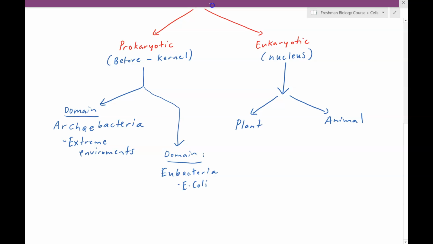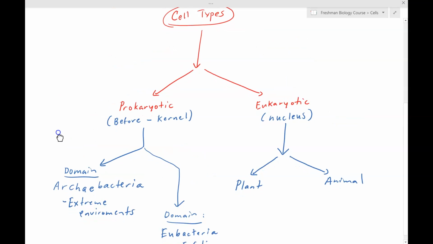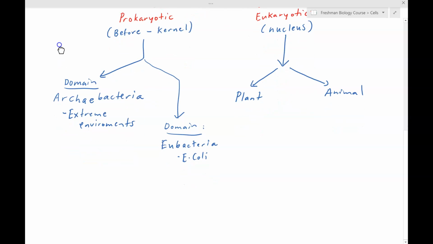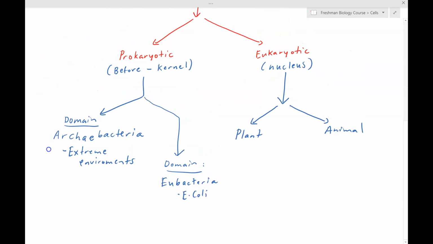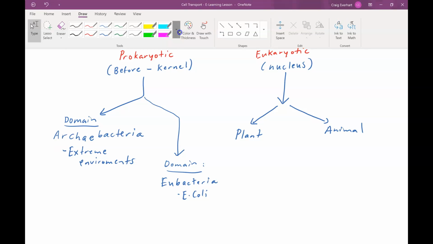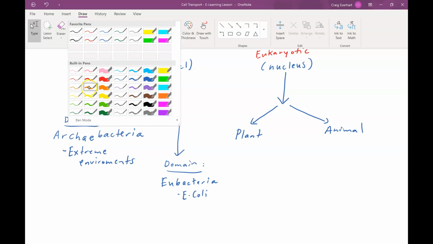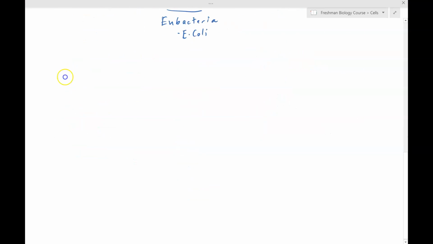Again, a nice easy differentiation between the different cell types, prokaryotic and eukaryotic. The prokaryotic being the Archaeobacteria and the eubacteria, and then the eukaryotic side being plant and animal cells. And we're going to be diving in, obviously, in this unit, learning all about those as well. Now we're going to move into what we call cell differentiation, our first main point of this lesson.